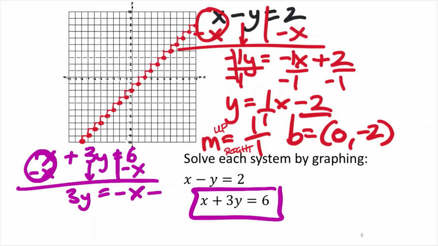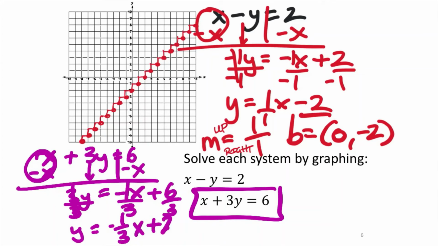So the negative x and positive 6 I cannot combine because they're not like terms. Now divide all the terms by the coefficient of y, which is 3. To make it a phantom 1, 1y, now I'm going to show the phantom 1 for the x, negative 1. So that's a negative 1/3 x, and then 6 divided by 3 is positive 2.